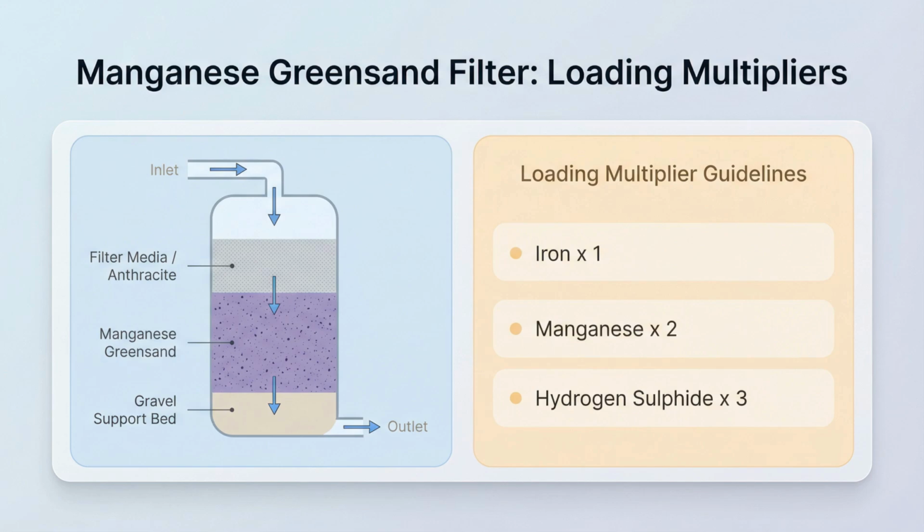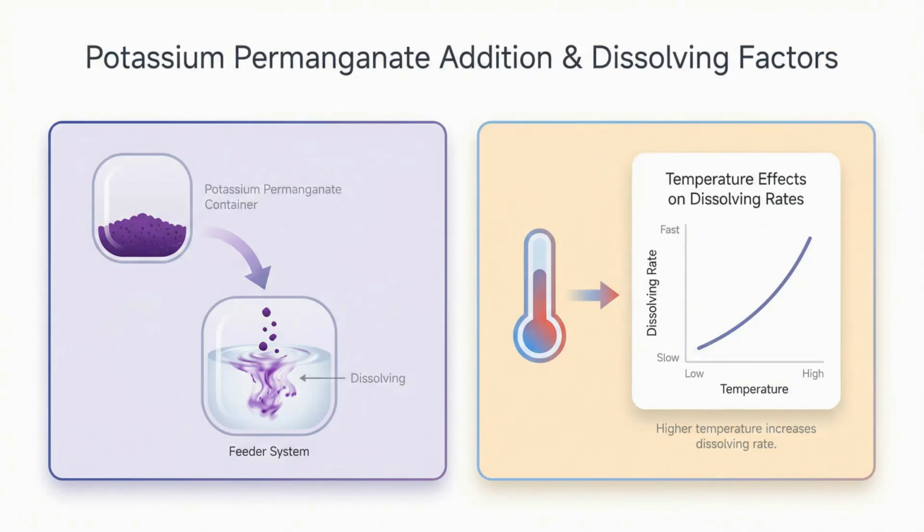To regenerate that manganese green sand, we use potassium permanganate. It is vital not to run out, or the filter will release trapped manganese and stain the plumbing. The dissolving rate is actually affected by the room's ambient temperature. You can calculate how long a batch will last by dividing the total weight by the dose size and multiplying by the days between regeneration cycles.